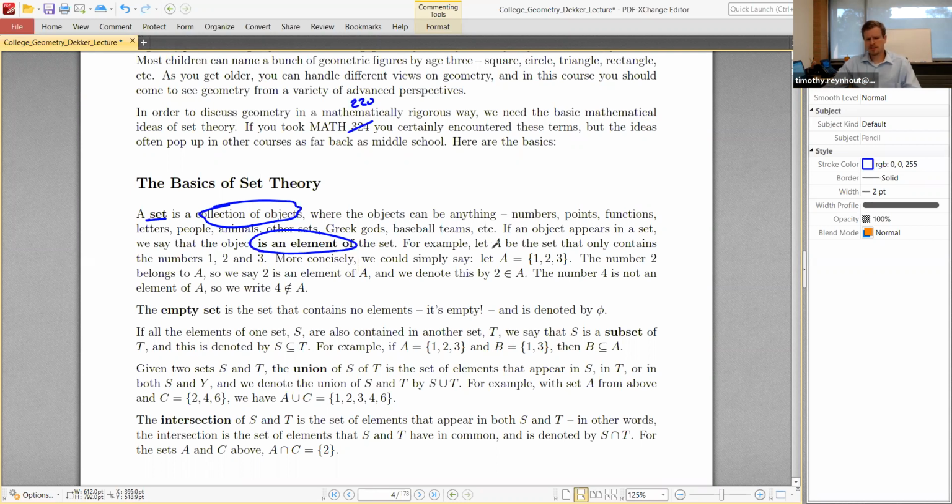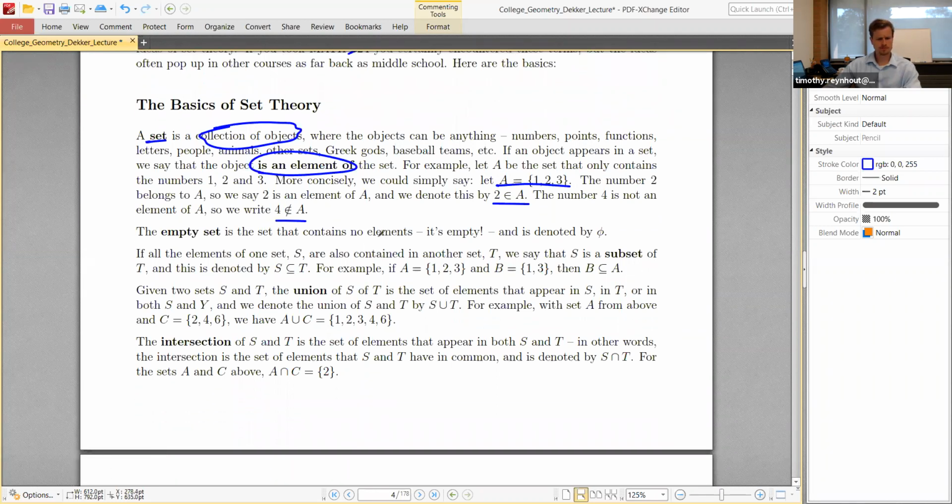So if we were to consider this set A being the numbers 1, 2, and 3, then we would have the notation that A is equal to curly bracket 1, 2, 3 curly bracket, right? This is set notation. And the number 2 belongs to the set A, so we would designate that by 2 belongs to A. The number 4, however, is not in the set, so we would write that as 4 does not belong to A. Okay, so some notation here that we want to be familiar with.